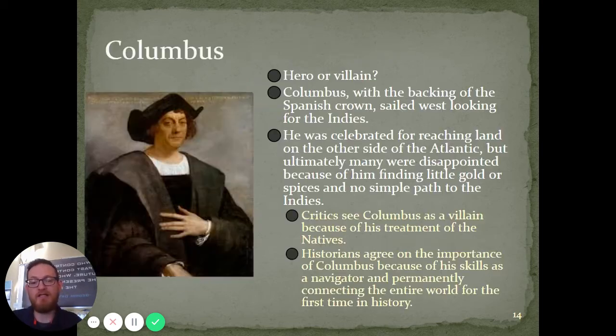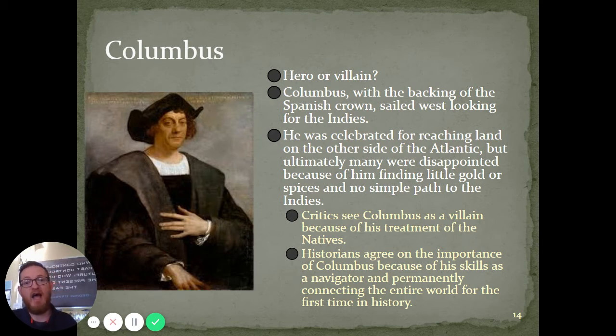So really quickly talking about Spanish colonization, you have Columbus. And Columbus is one of these people that today a lot of people look at him as a villain, but a lot of Italians look at him as a hero. So Columbus, with the backing of the Spanish crown, would sail west looking for the Indies. And he was celebrated for reaching the other side of the Atlantic, but a lot of people were disappointed because when he came here, he didn't have any luck really finding gold or spices, and he still had not found a simple path to get to the Indies.